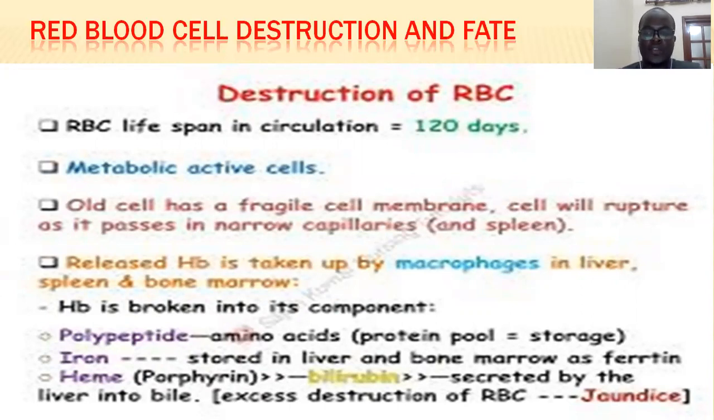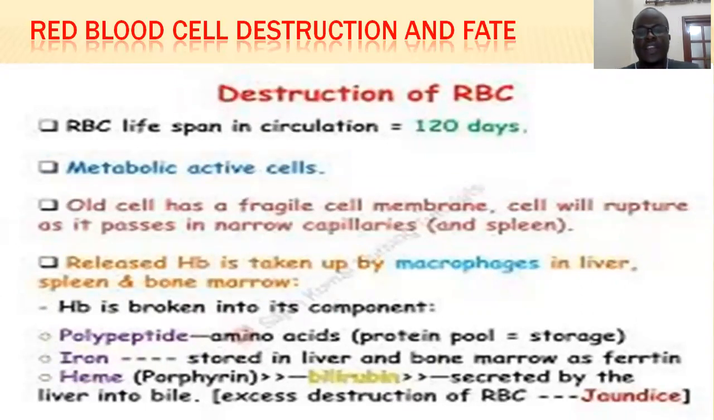So it will be stored as ferritin, and when iron is required, it will be released and then used for more production of red blood cells. The heme, the porphyrin, is the one that will be converted into bilirubin, and the bilirubin will be secreted by the liver into the bowel.